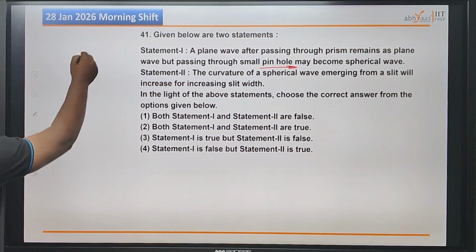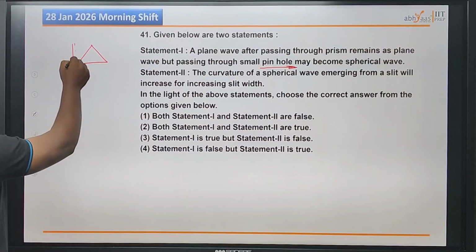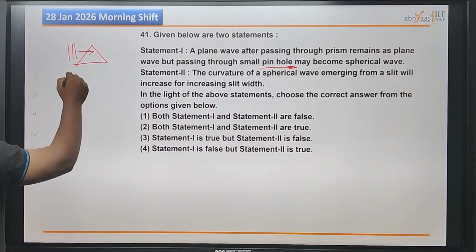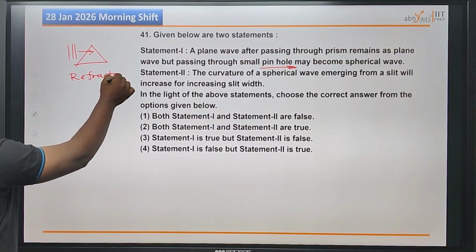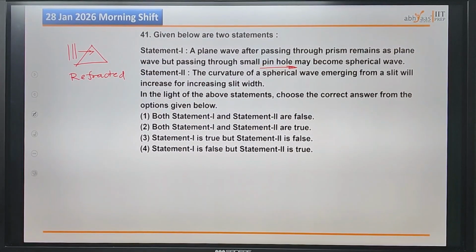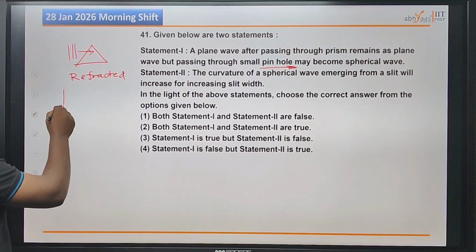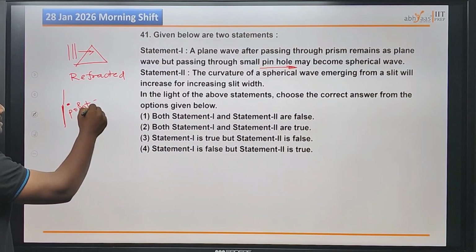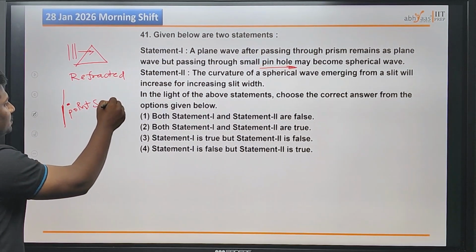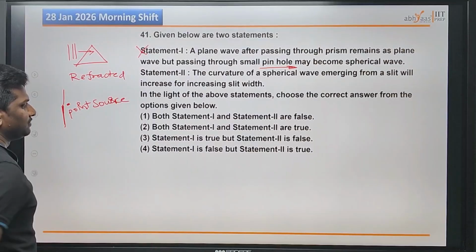In case of prism, if we are sending plane waves, it will totally refract. What in case of a pinhole, that is a slit? This can be diffracted and acts like a point source. So statement 1 is false.